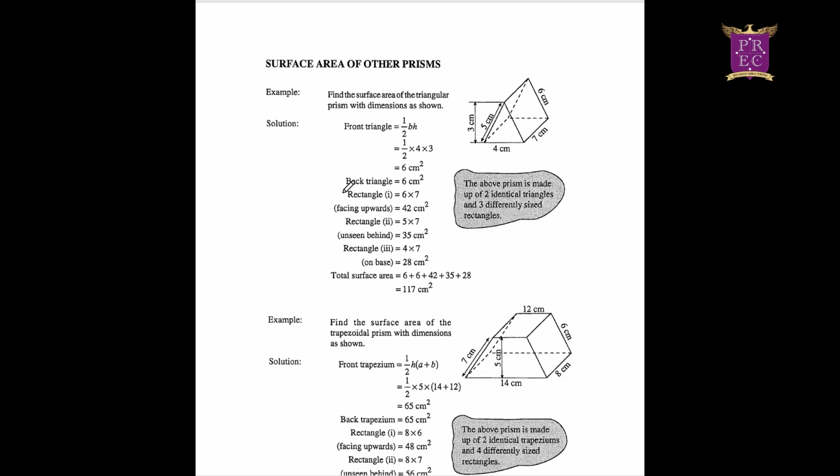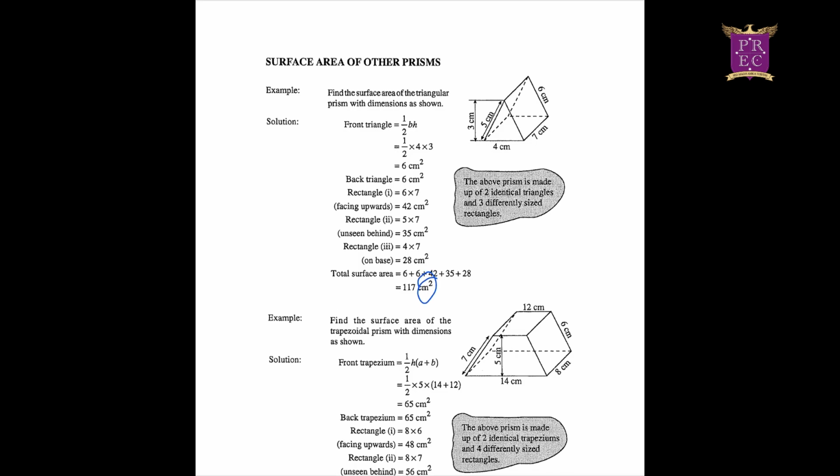Now we look at the rectangle over here, the one on the right hand side, which is 6 times 7, which gives us 42, and the one on the left hand side, 7 times 5, because the width over here is 5 and the length is 7, which gives us 35. And we look at the bottom, which is 4 times 7, which gives us 28. So we add them all up, which should give us 117 square centimeters.